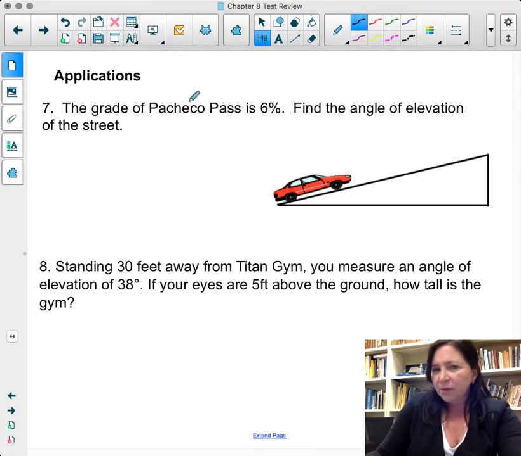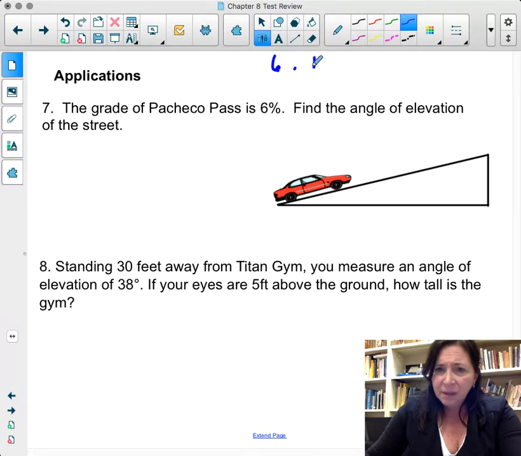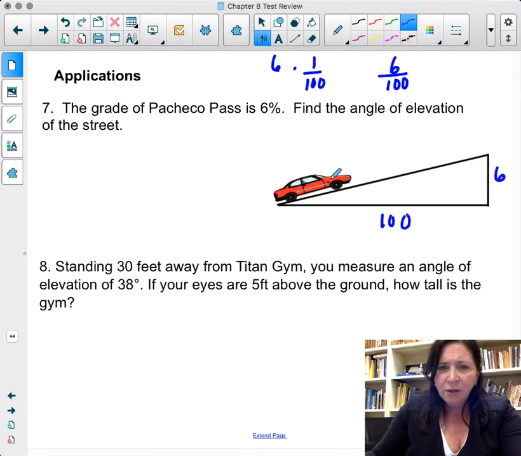Now here's a different grade of road in Pacheco Pass. This is 6%. I feel like I did this one before. 6% is going to be 6 times 1 over 100. So that's 6 over 100. That's my rise over my run. Find the angle of elevation.